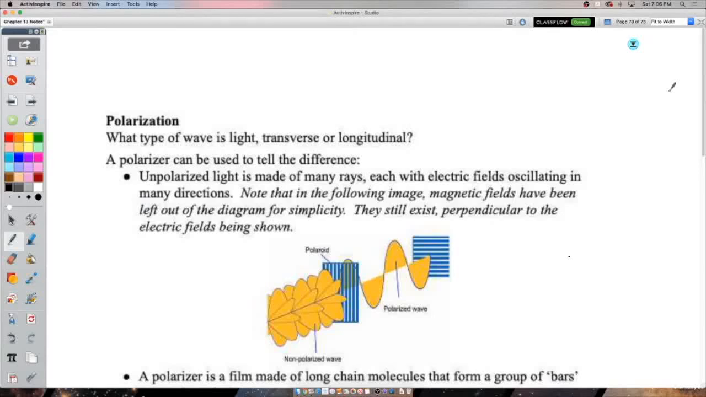Okay, last topic for the week and for chapter 13 is polarization. So we have seen through Young's double slit experiment that light is definitely a wave. But you'll remember from Physics 20, there are kind of two types of waves, right?